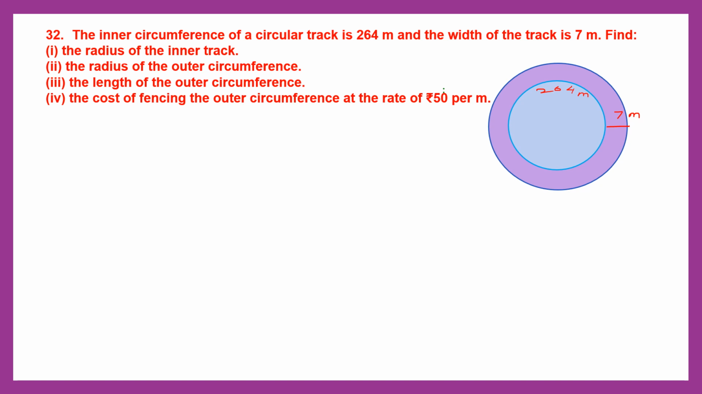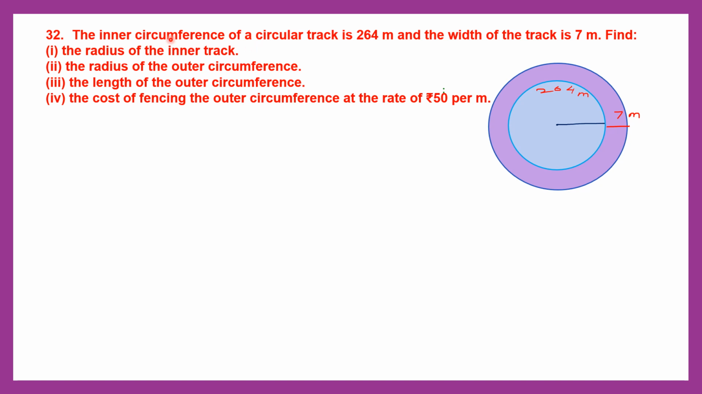With the help of this, we have to find the radius of the inner track first. That is this portion. That is the radius of the inner track from here to here. Then we have to find the radius of the outer circumference, the length of the outer circumference, and the cost of fencing. Okay, so now let's begin with the radius of the inner track. This is the first thing that we need to find.